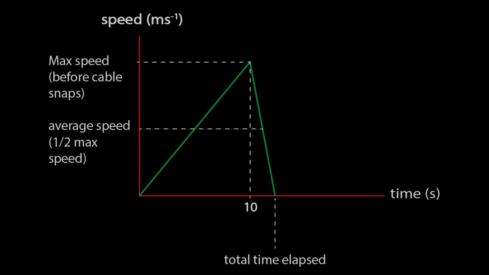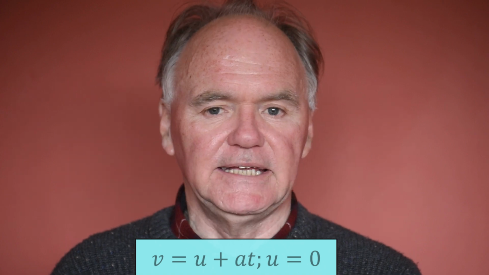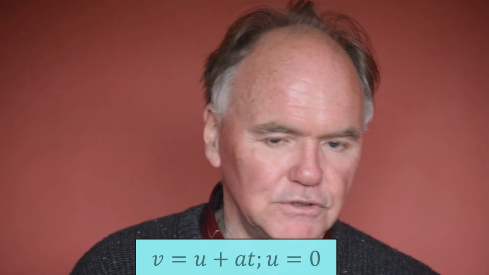Now, a graph like this starts at 0 and ends at 0. The average speed will always be exactly half the final speed. Exactly half the final speed. Multiply that by the total time elapsed. We have our answer. So we can use F equals ma, the sum of the forces equal to m times a, to find out the acceleration as it speeds up, and use v is equal to u plus at to find the final velocity, where u is equal to 0.